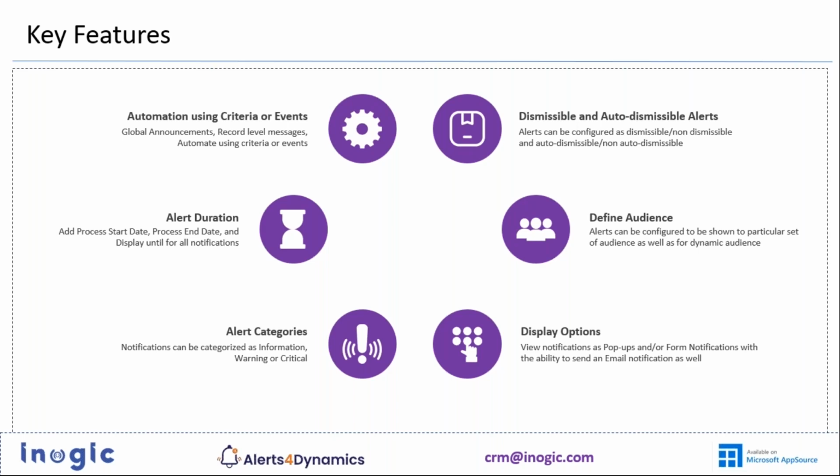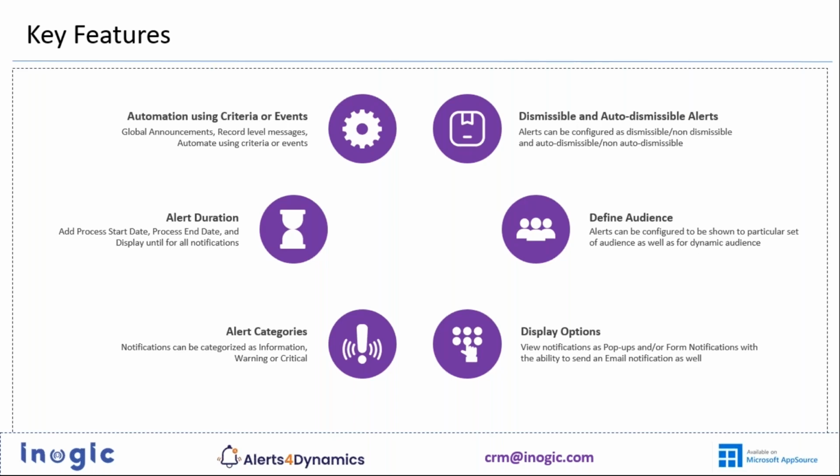So starting with automation using criteria or events. Alerts4Dynamics currently supports three different types of alerts. That is global based alerts. As the name itself indicates, if you want to send any announcement based alert to any of the users within the system, that is very much possible.